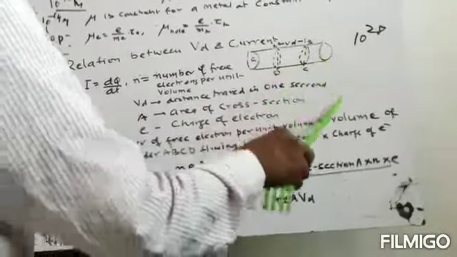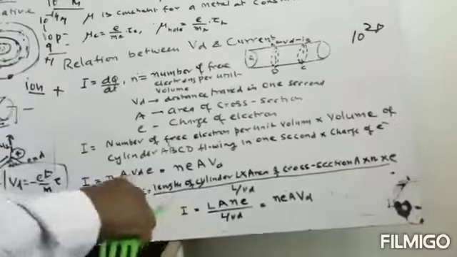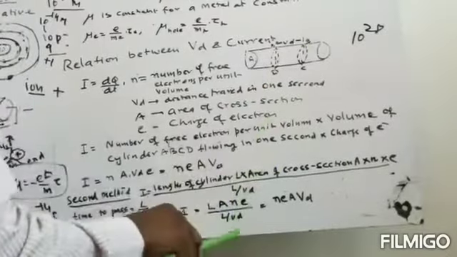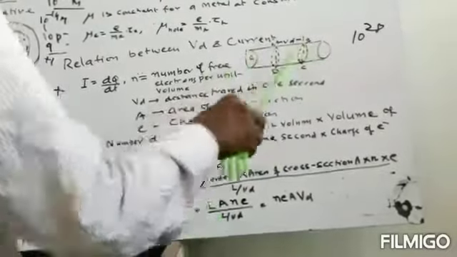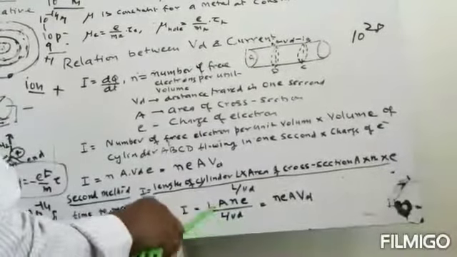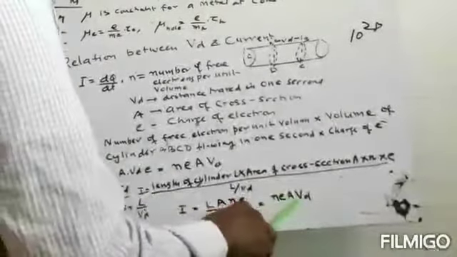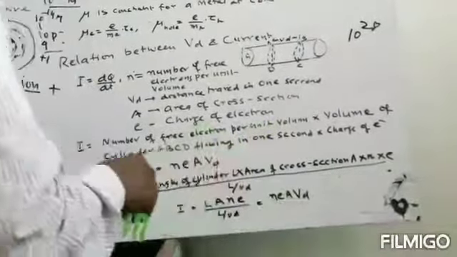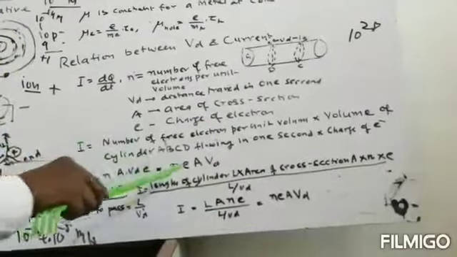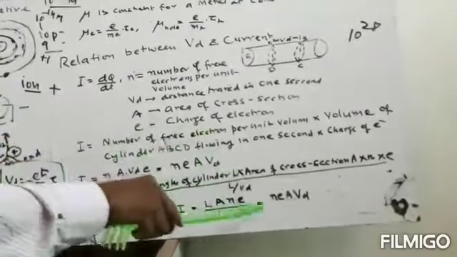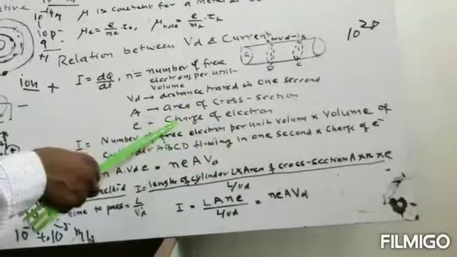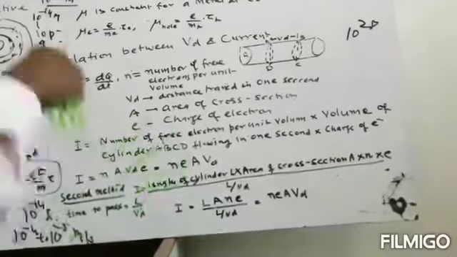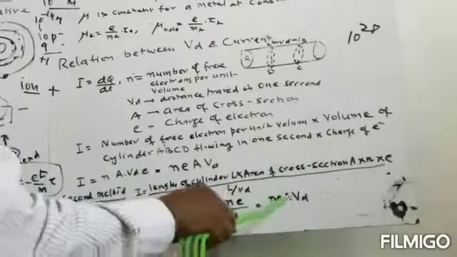And if the time taken is t, then t will be equal to the distance divided by velocity. So the distance is total L divided by velocity. This L will cancel, so it is equal to neAVd. So the same relation we can find. We can find the current in terms of drift velocity either by this method or this method. This method is easier and this is also easier. So in both ways we can find the relation between drift velocity and current.